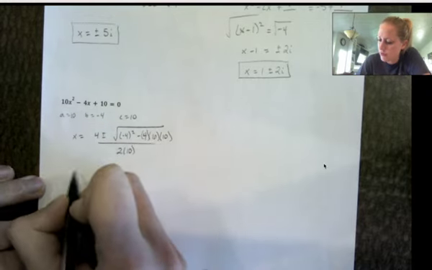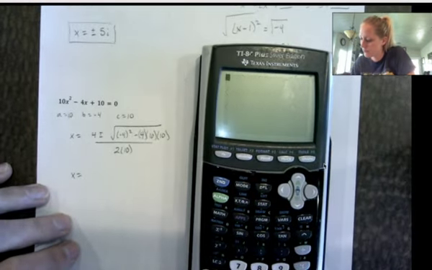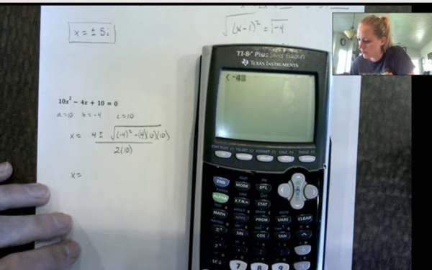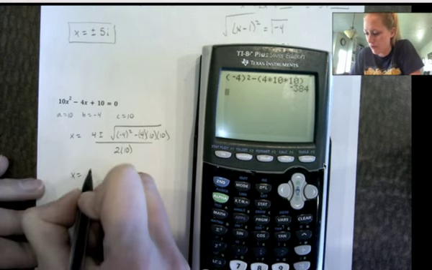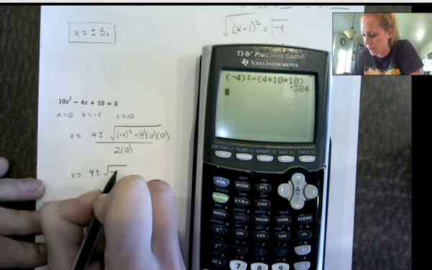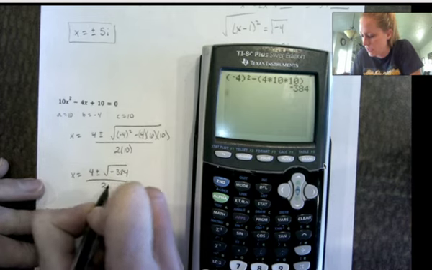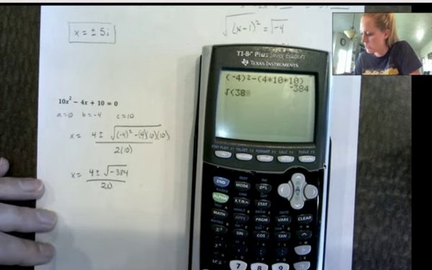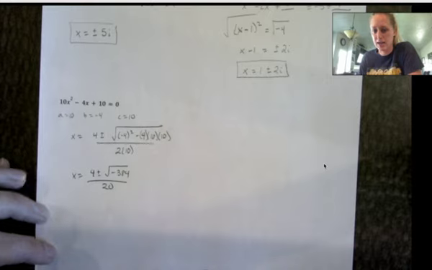All right, so underneath the square root, on my calculator here, we get negative 4 squared minus 4 times 10 times 10. So I get negative 384. So 4 plus or minus the square root of negative 384. And this one actually is a nice perfect square, right? Oh, no, it's not. 384. Never mind. Okay, well, I want to try and simplify this guy and break it down.